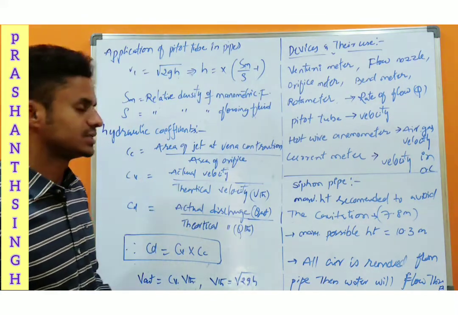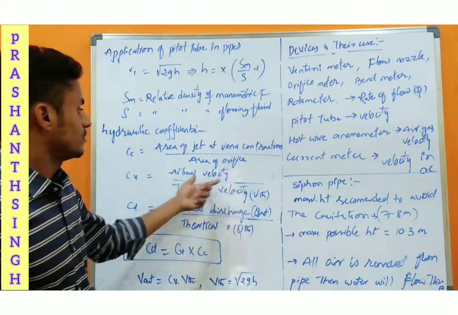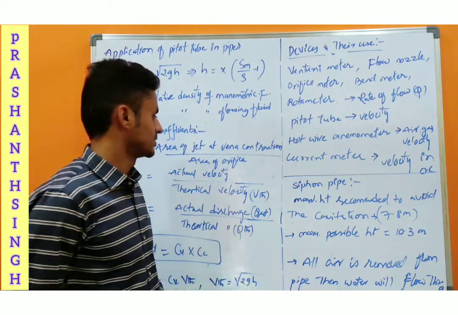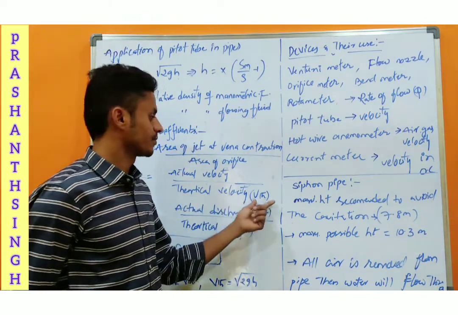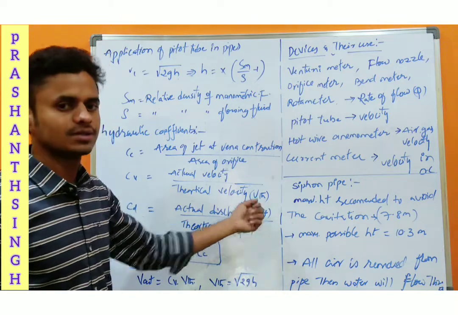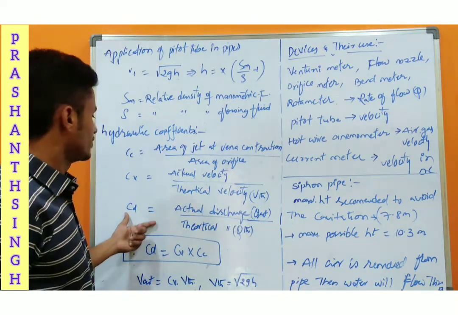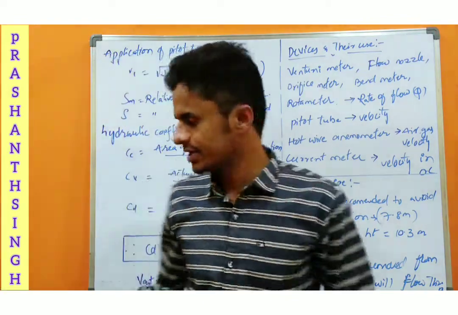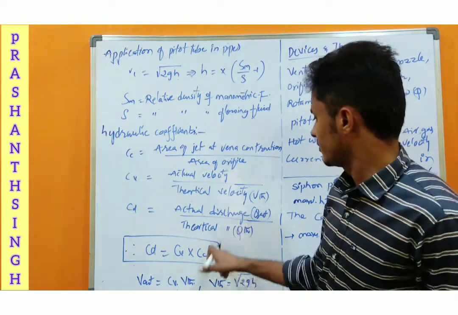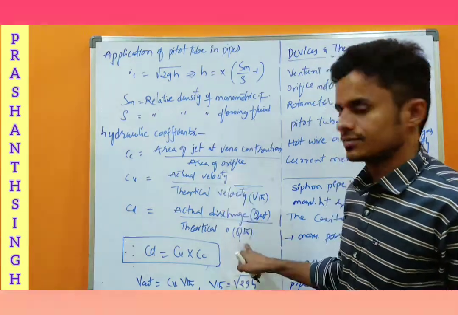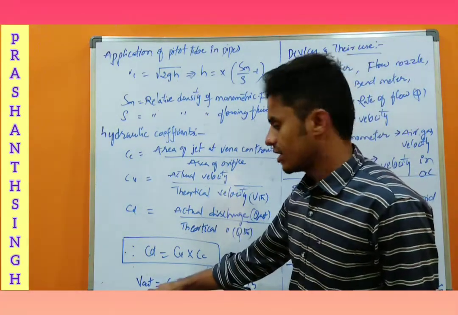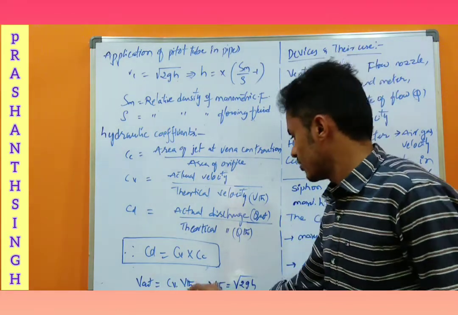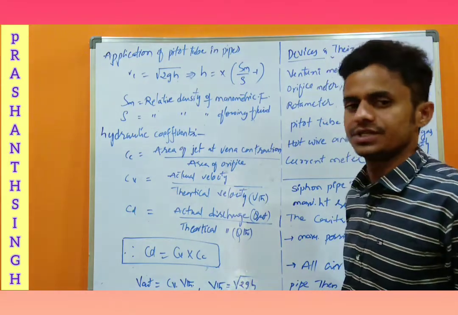Next one is the coefficient of velocity. What is the coefficient of velocity? Actual velocity by theoretical velocity. The theoretical velocity is denoted by V suffix TH. Coefficient of discharge is actual discharge by theoretical discharge. Here, the actual velocity equals coefficient of velocity into theoretical velocity, where theoretical velocity equals the square root of 2gh.